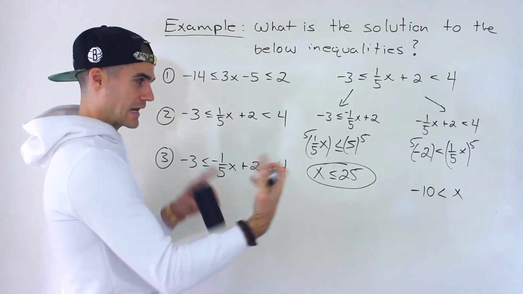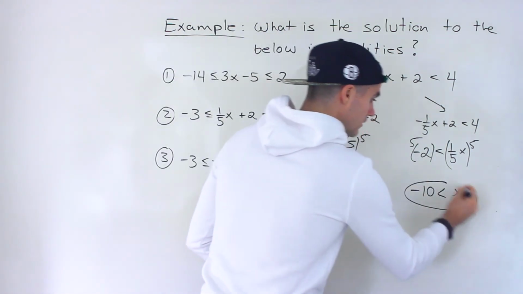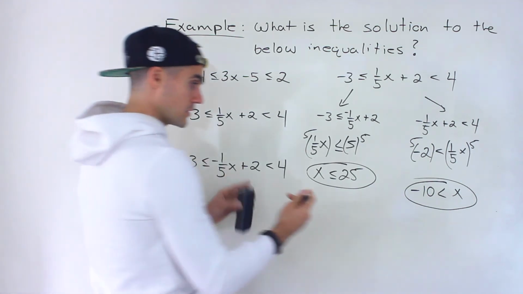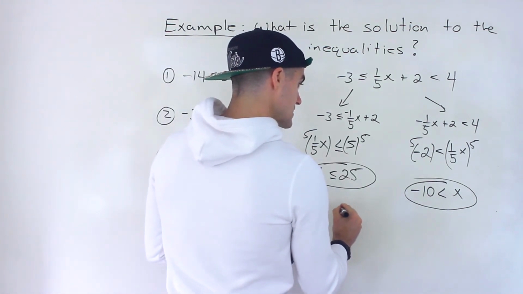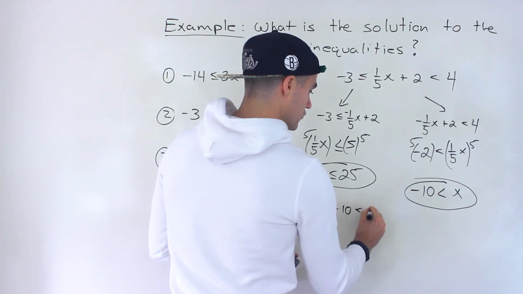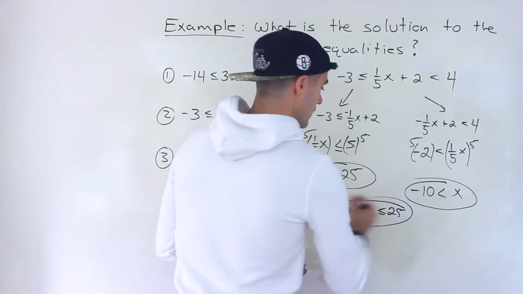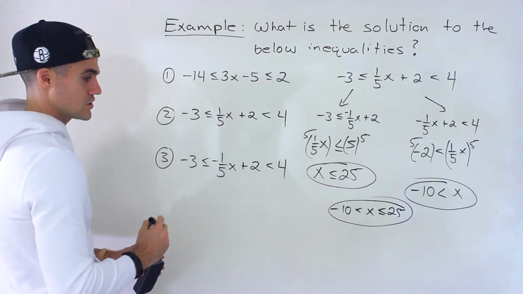So in this case, it's kind of like flipped over. All the x values are greater than negative 10, but less than or equal to 25. So when we combine this, we would say x is greater than negative 10, but less than or equal to 25. That would be the final solution.